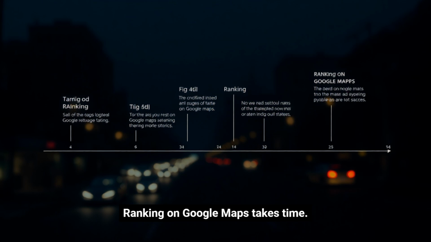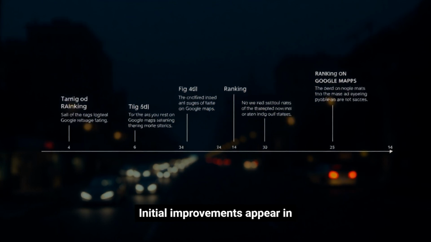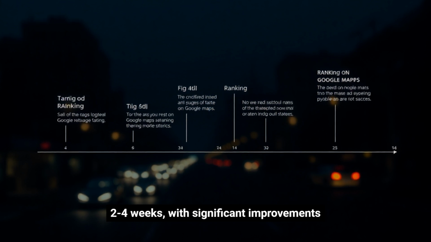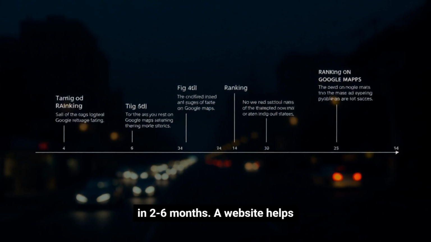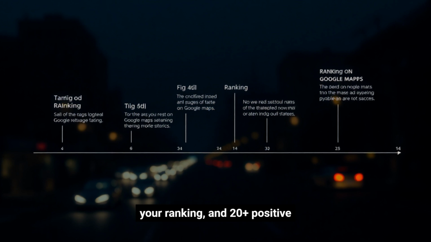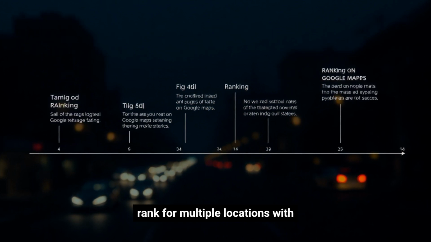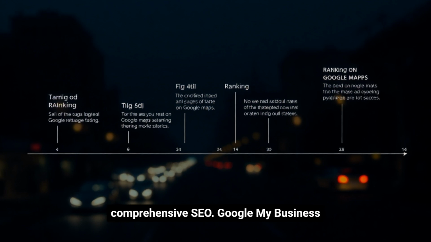Ranking on Google Maps takes time. Initial improvements appear in 2 to 4 weeks, with significant improvements in 2 to 6 months. A website helps your ranking, and 20+ positive reviews are beneficial. You can rank for multiple locations with comprehensive SEO.